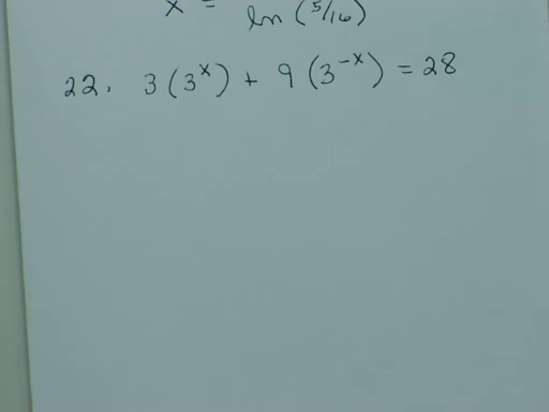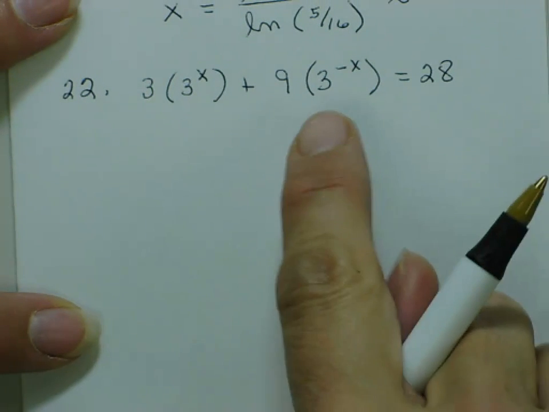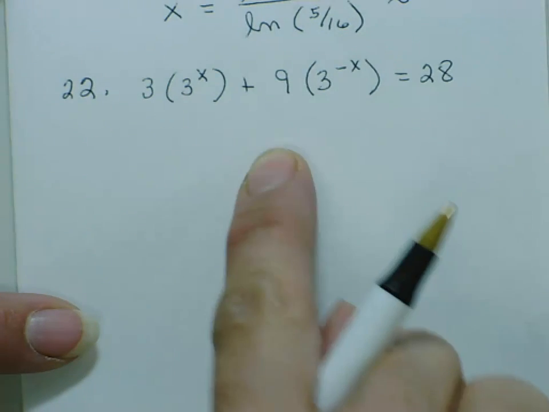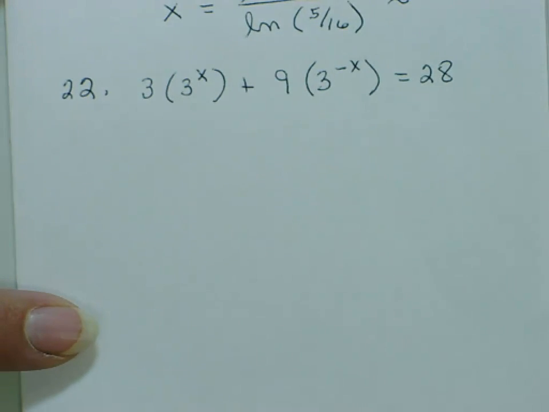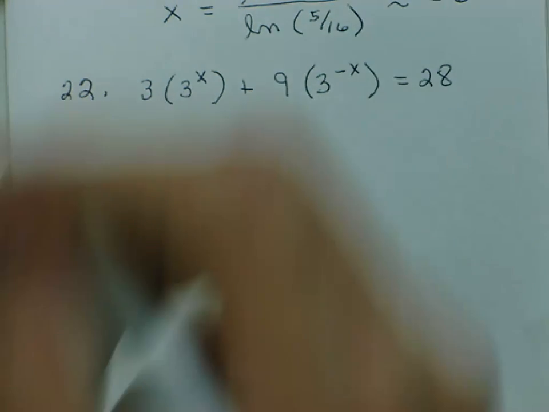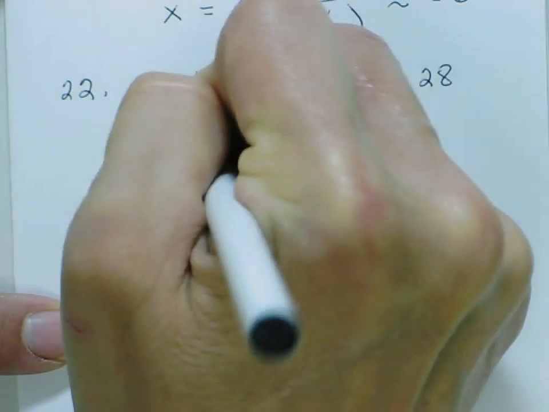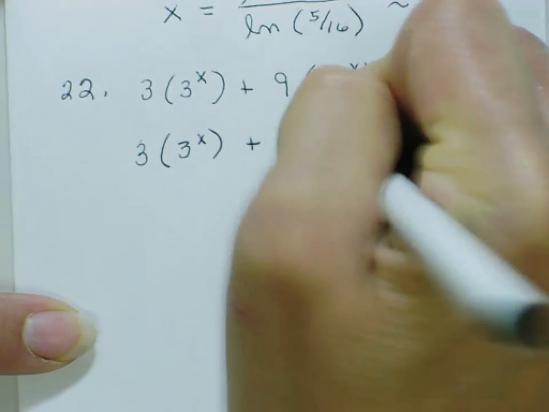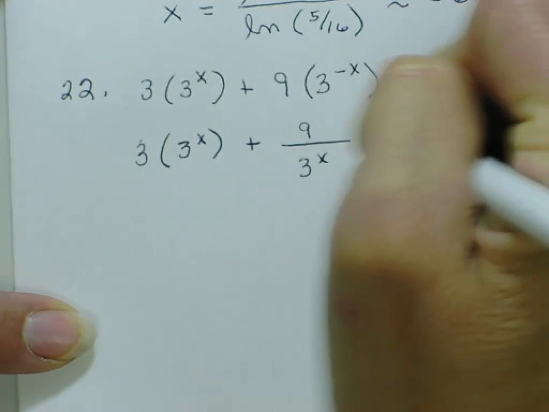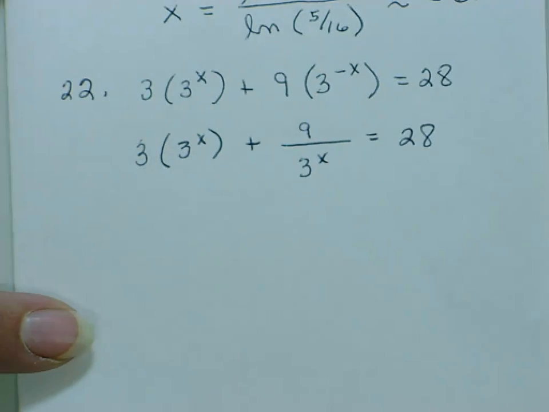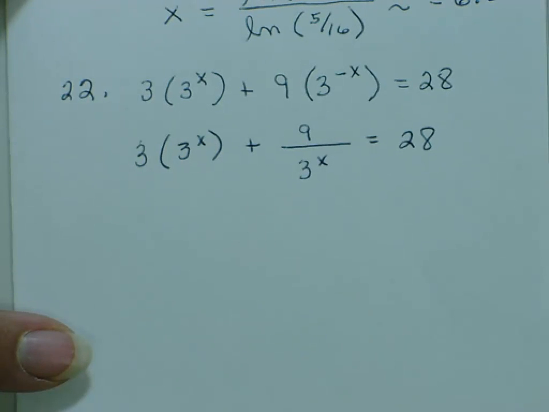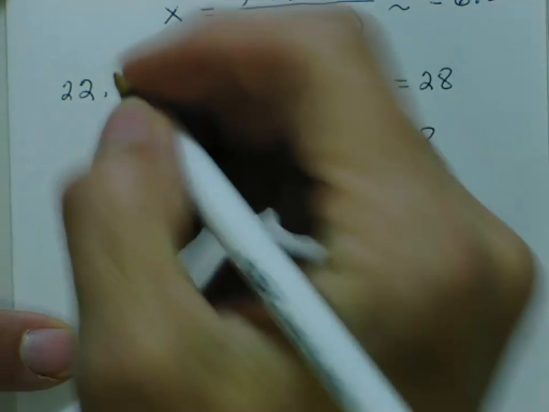The whole trick here is writing that 3 to the negative x in the denominator as 3 to the x and then clearing out the fractions. After you clear out the fractions, it gets much better. So let's see. 3 over 3 to the x plus 9 over 3 to the x equals 28. And then how would you clear out the fractions? Multiply all three terms by 3 to the x.